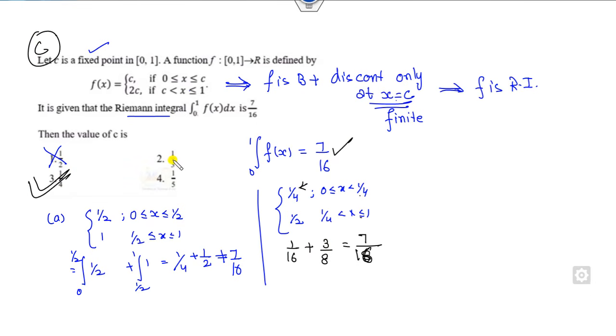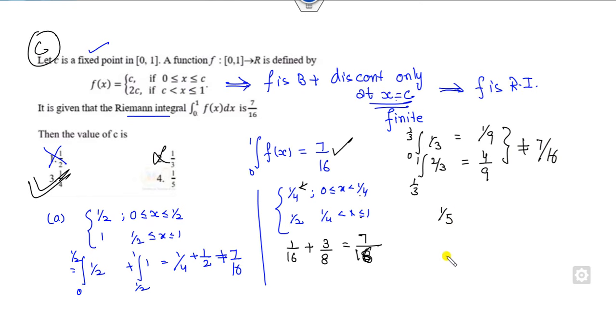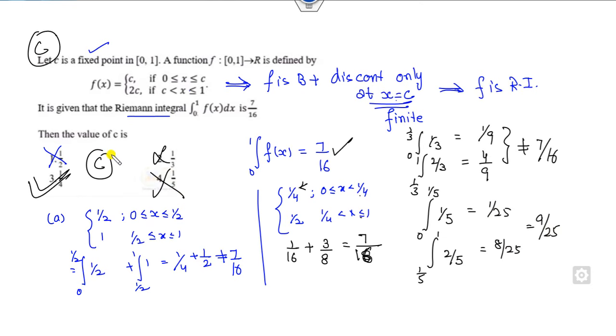We can check this one also. So it is 1 over 3 and 2 over 3, on 0 to 1 over 3 and 1 over 3 to 1. So 1 over 9 plus 2 over 3 gives 4 over 9, which is not equal. And the last one is 1 over 5 and 2 over 5, integrating from 0 to 1 over 5 and 1 over 5 to 1. So 1 over 25 plus 8 over 25 is 9 over 25, which is not equal to 7 by 16. So C is my right answer.